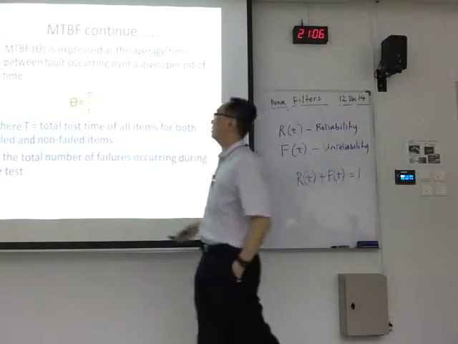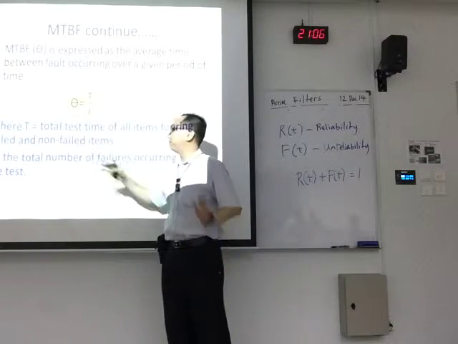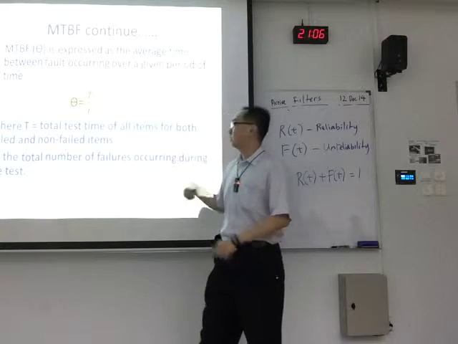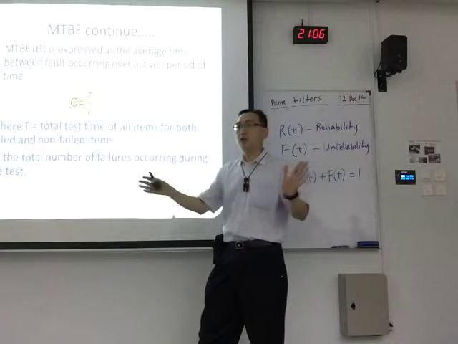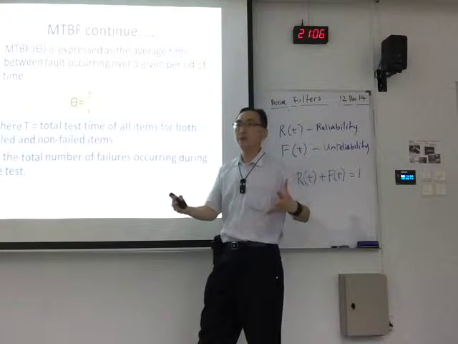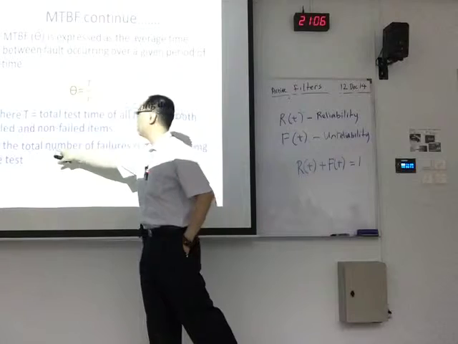Coming back to here, so they need a test. You need a test time, where R is the total number of failures. How many times? Because I may produce 10,000 of this item, but there will be some that fail. Where R is the total number of failures.